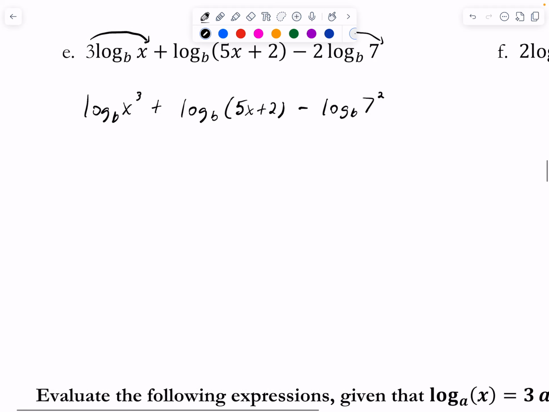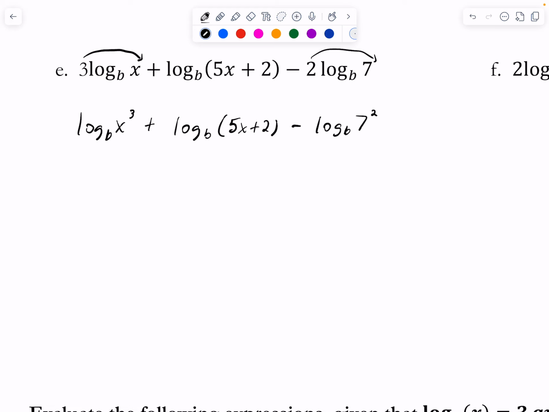All right, I am going to take this x cubed, because these two logs are connected by addition. I'm going to distribute this x cubed times each of those. So it's log base b of, now watch what I put here: 5x times x cubed is 5x to the 4th power, plus x cubed times 2 is 2x cubed. So that takes care of those two logs. And then minus the log base b of 49.